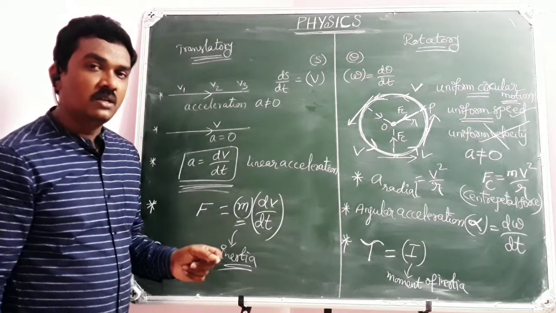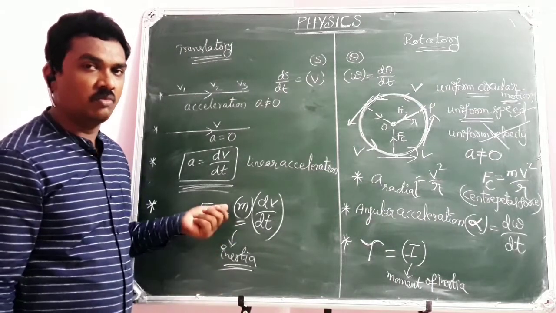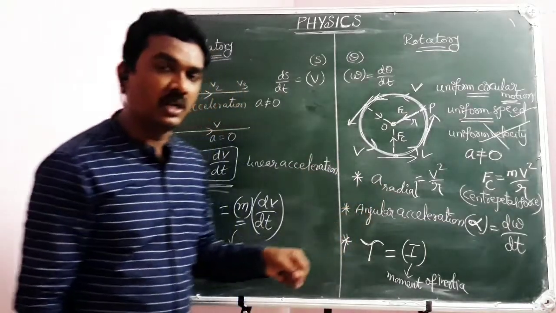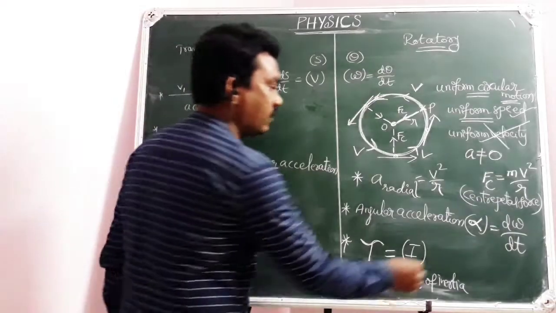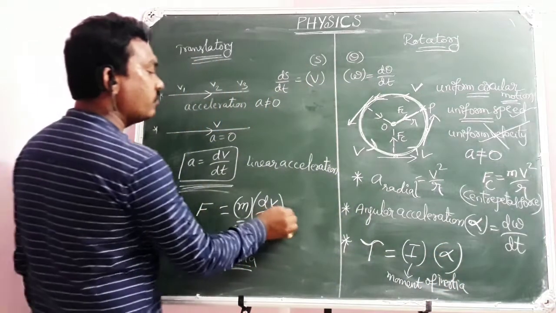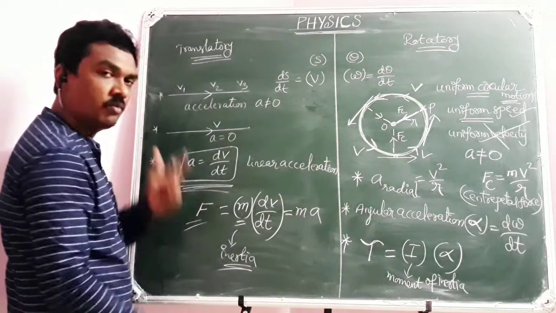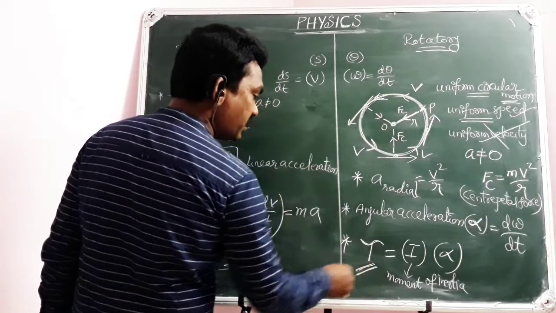Like inertia, the ability to oppose sudden change in translatory motion, similarly the ability to oppose sudden change in rotatory motion is moment of inertia. This is m, that is I alpha. Because F is equal to ma, there tau is equal to I alpha. How force is responsible for translatory motion, similarly torque is responsible for rotatory motion.